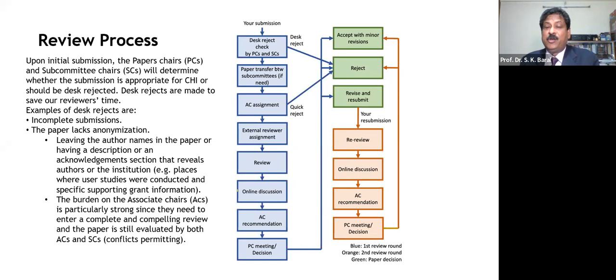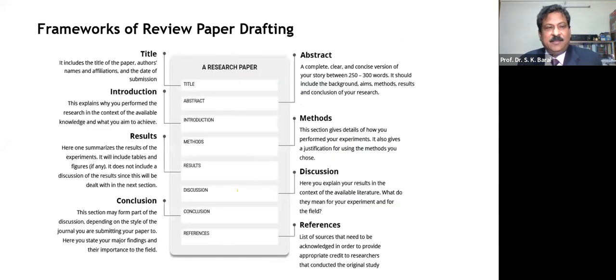So what we have to do is, from the beginning, try to make the paper strong, so that we never come across desk reject or any kind of major rejection. So this is the framework of review paper drafting. The framework says that the first point is your title. I'll be telling you how to take up a title, and I'll be sharing my paper with you and how I have taken the title.